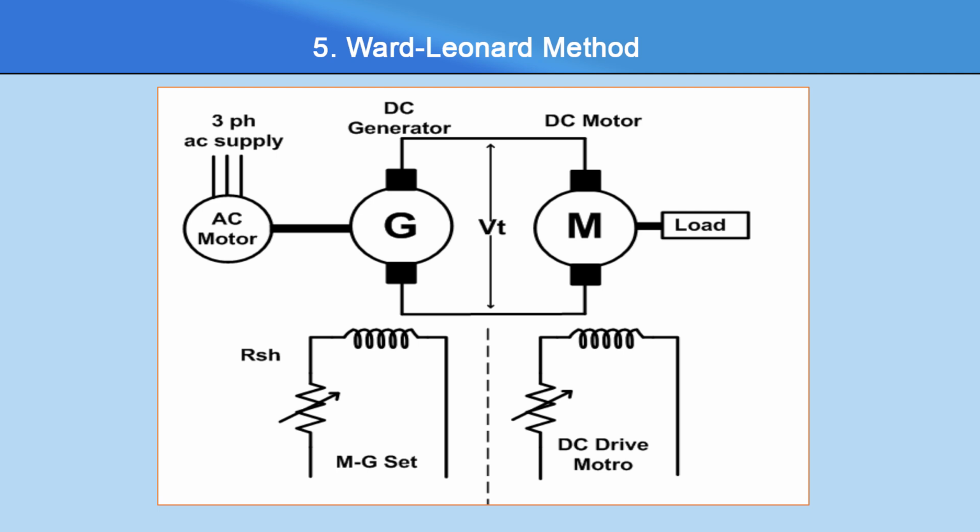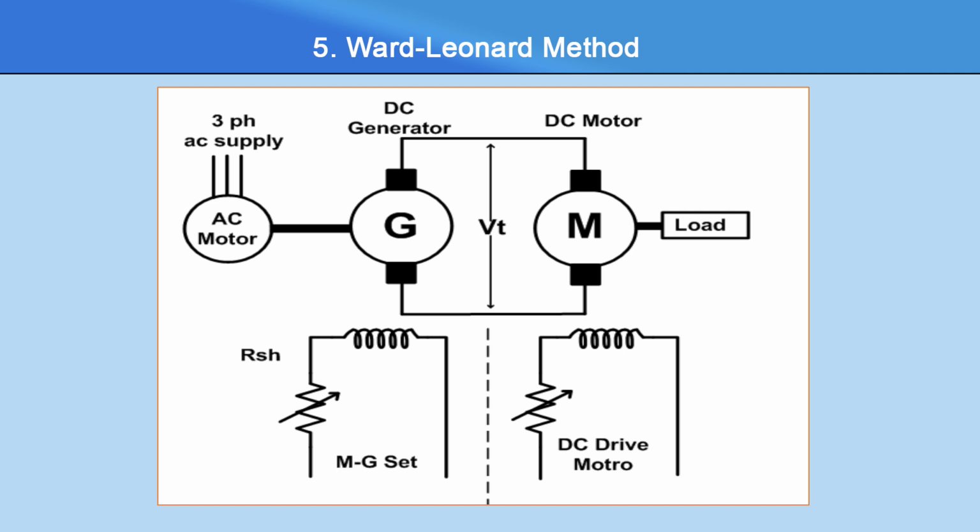Apart from this, you can see that two windings are shown here in the lower part. The MG set and DC drive motor are also mentioned here. These two windings, which are not electrically connected with the upper arrangement, show that this is nothing but a separately excited DC generator and a separately excited DC motor. G is the separately excited DC generator, where the RSH is variable as shown here.